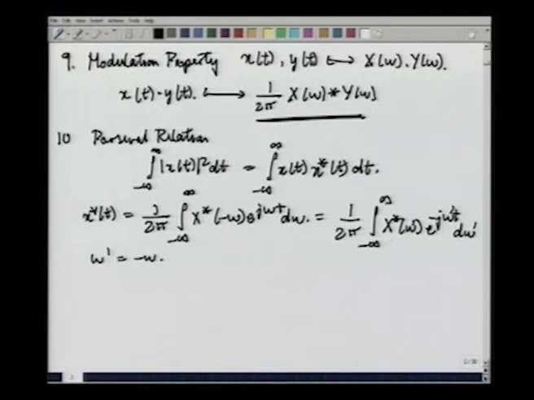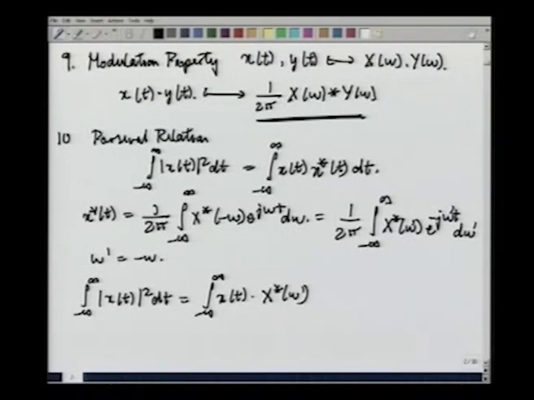Now, we will use this over here and write the integral from minus infinity to infinity of |x(t)|² dt equals the integral from minus infinity to infinity of x(t) into X*(ω') e^(−jω't) dω' dt.